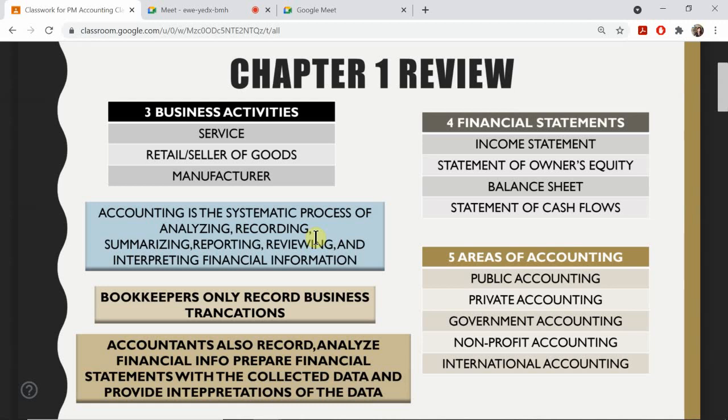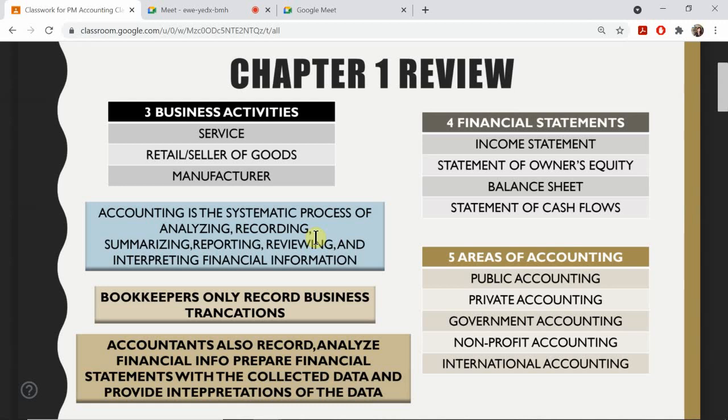And then, of course, the areas of accounting, which I've mentioned before. You need to know the difference between each one, but I'm not going to test you on specifics like what kind of job areas are available in public accounting. I'm not going to ask you that. I'm just going to ask you what the 5 are. I could ask you what are the 5 different areas of accounting, and which one each one represents.